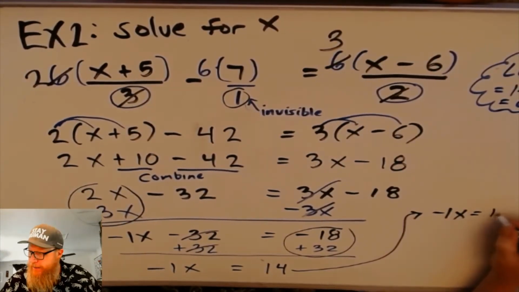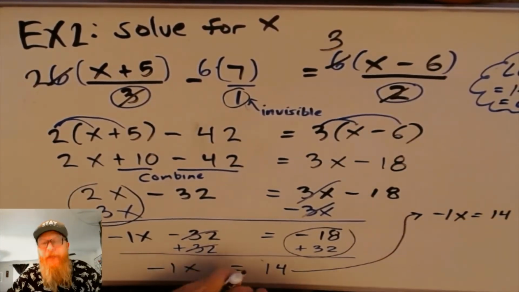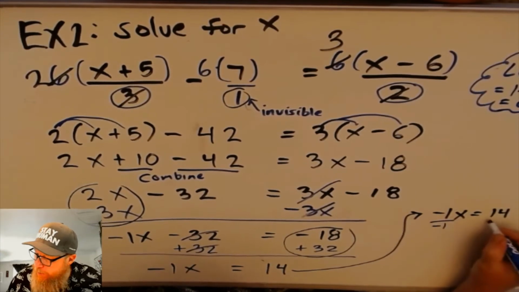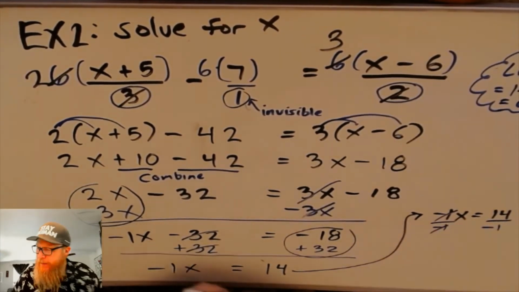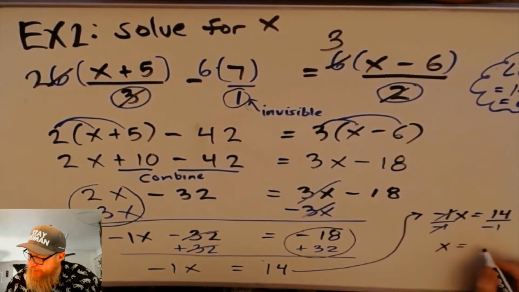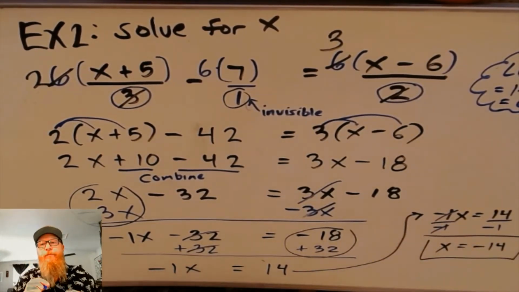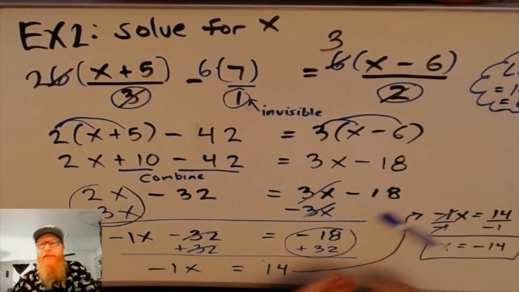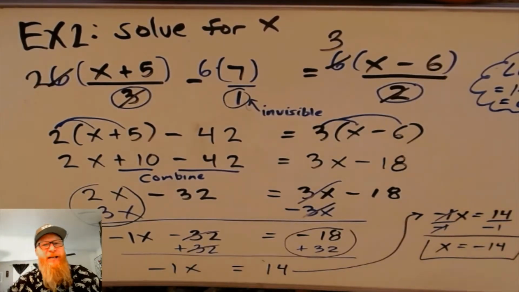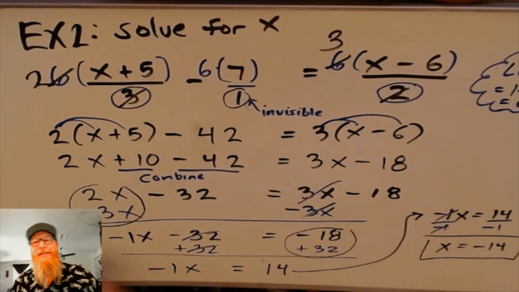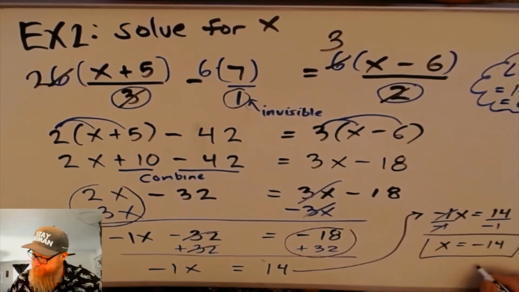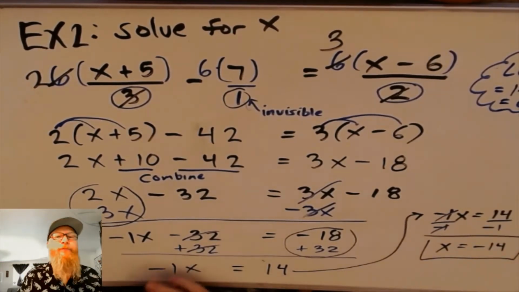So I've got negative 1x equals 14. So I'll divide both sides by -1. And my solution is -14. Or my equivalent equation is x equals -14. My solution is -14. And we'll just leave it like that.